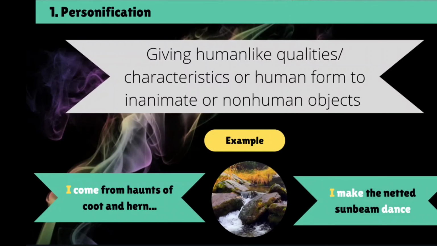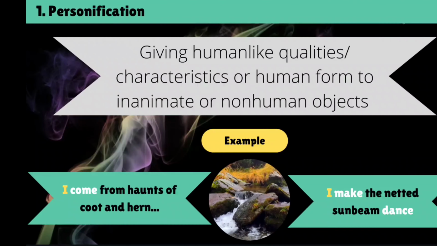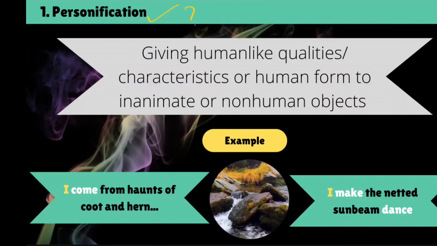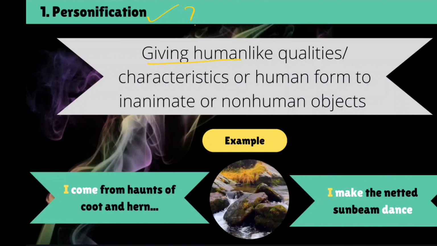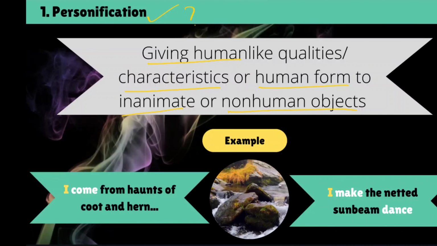Dear students, the first poetic device that the poet has used in the poem is personification. Well, what is personification? Personification is actually giving human qualities, characteristics, traits, or human form to inanimate or non-human objects. Let me make it simple for you.